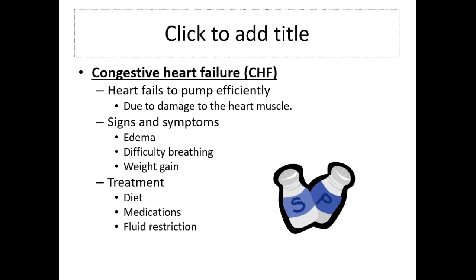Treatment for congestive heart failure is diet, so probably a low sodium diet, medications, possibly a diuretic to help pull extra fluid off so it's less work for the heart, and fluid restriction because we don't want to overburden the heart with a lot of extra fluid to push around.